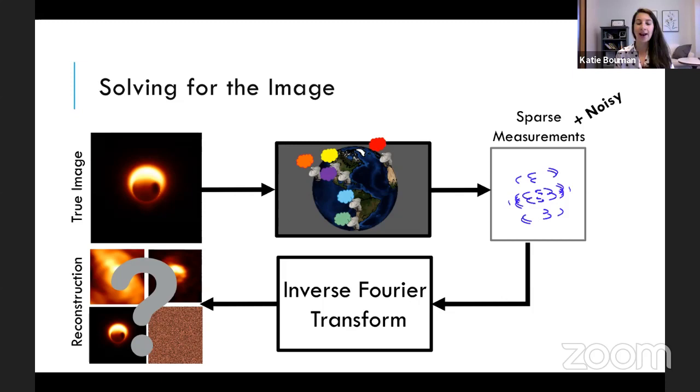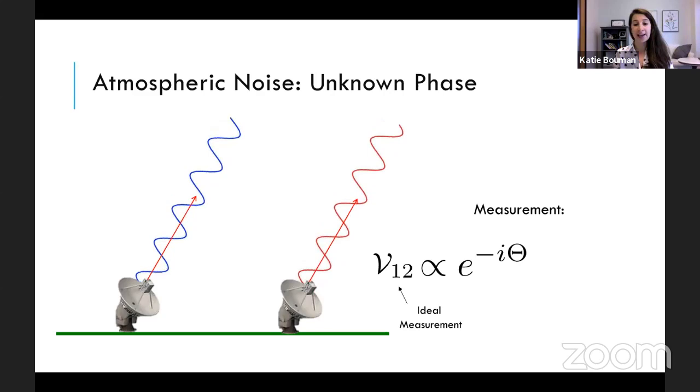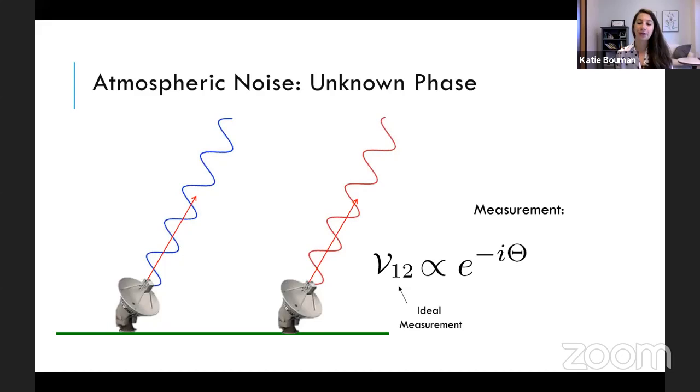Because it informs how we actually go about approaching the reconstruction task. So the whole reason the Event Horizon Telescope, or just radio interferometry, works in the first place is that light from the black hole is going to travel to Earth for 55 million years, and then it's going to reach one of the telescopes slightly before the other one. And that time delay is the key component for extracting the 2D spatial frequency measurement that's used for image reconstruction.